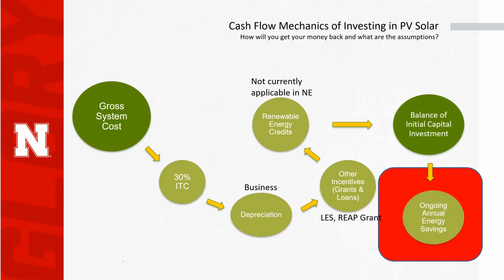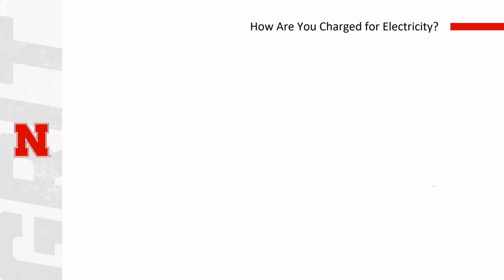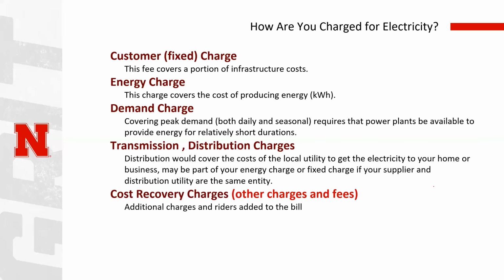Now we've subtracted everything off, remember, and we've got to our net system cost. Now we're going to talk about ongoing savings or the value of the electricity. So first, let's talk about how we're charged for electricity in our monthly bills. Every single bill is going to have some type of a customer or fixed charge. Now, it may not say it on the bill. My bill doesn't say I have a fixed charge, but I have one. That's where it's important to look at your rate schedule, not just your bill, when you're trying to figure out how you're charged for electricity.